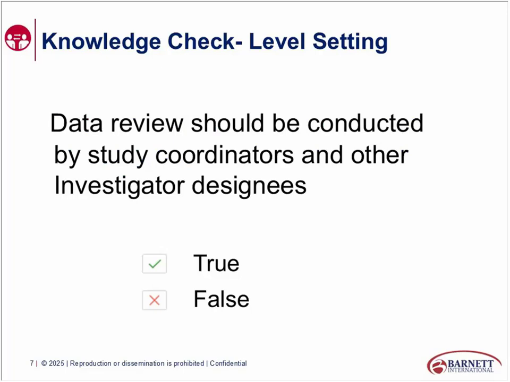False. Data review should be conducted by study coordinators and other investigator designees. They're generally recording the information. But the other issue is that when we look at the guidances, and here's the tricky part, it doesn't actually talk about the designees. So full accountability always falls on the investigator according to the regulations. But I do want to give the caveat: that is what the FDA guidance says.